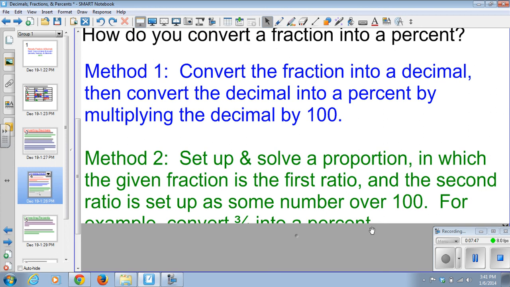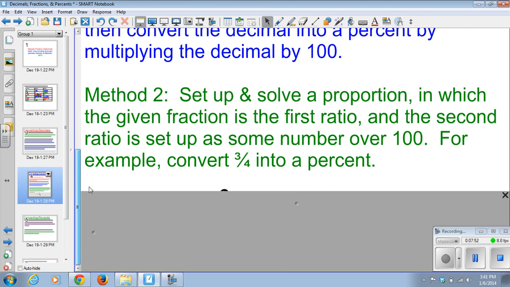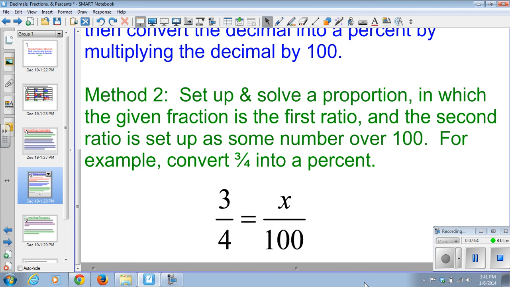Okay. For example, if we're asked to convert 3/4 into a percent, here's your proportion. 3 over 4 equals x over 100. Cross multiply and divide, or whatever method you like to use, and you'll get x as 75.